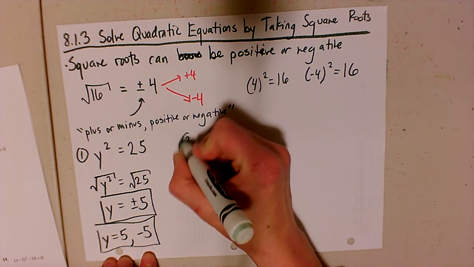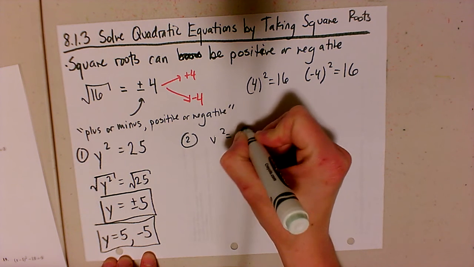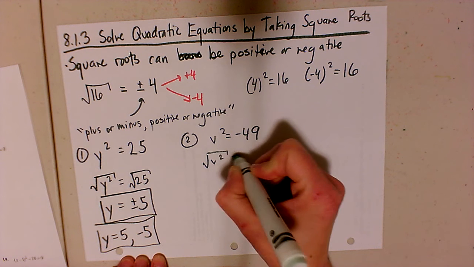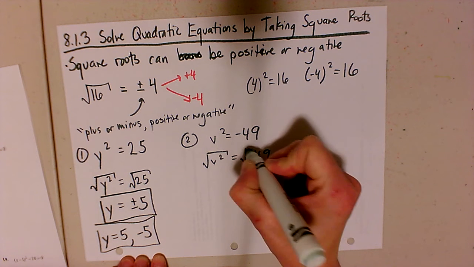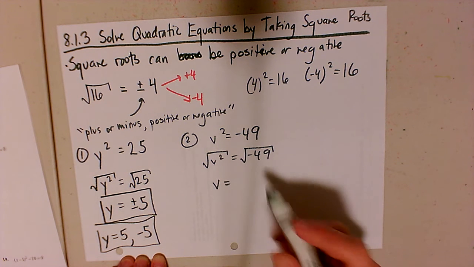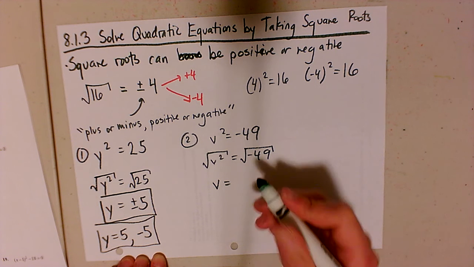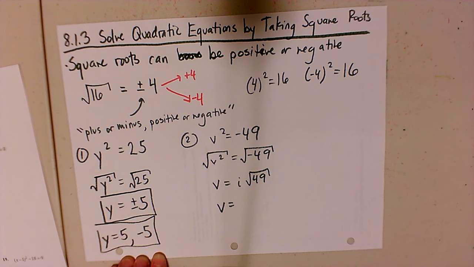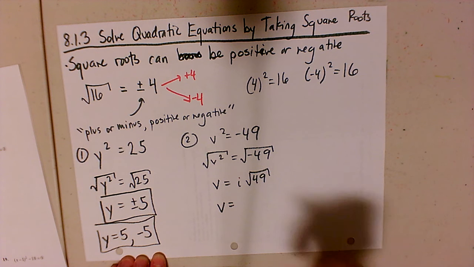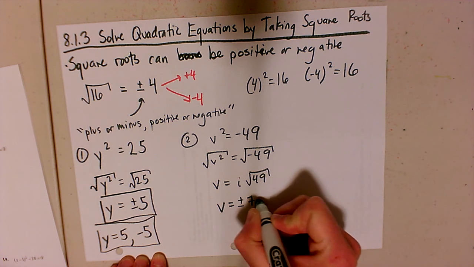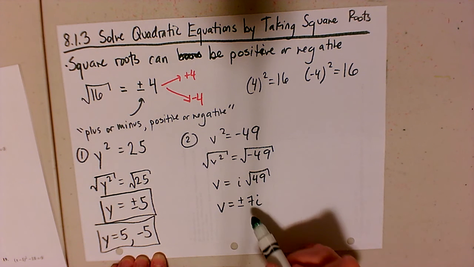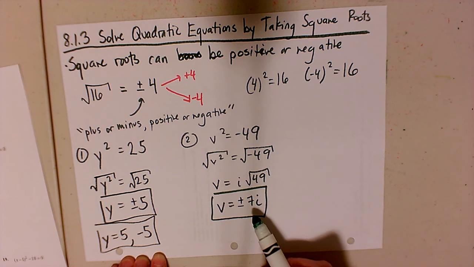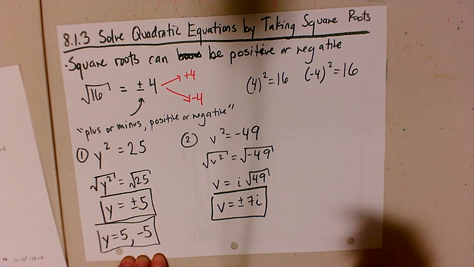For number 2, we have v squared is negative 49. We can take the square root of both sides. On the left, we'll get v. On the right, whenever you take the square root of a negative, you have to pull your i out first. Then the square root of 49 is 7, so we'll have plus or minus 7i. You always have to include that plus or minus, and that means you have two solutions. So you either include the plus or minus, or you just write out both solutions.